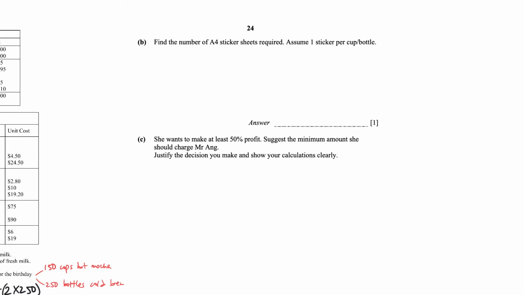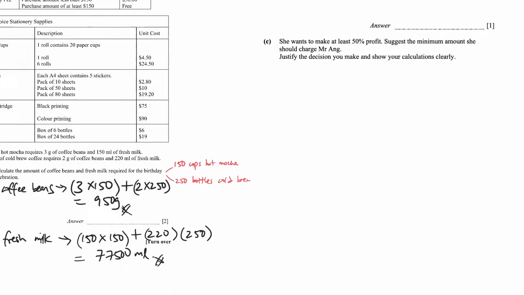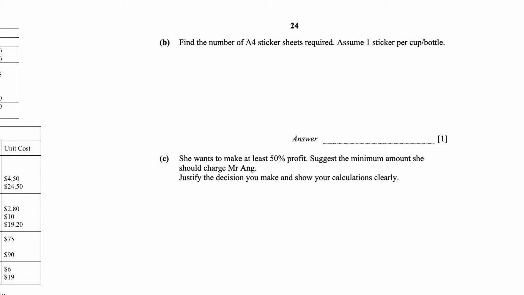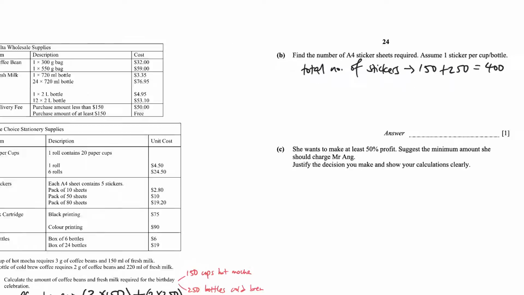Alright, the next part says find the number of A4 sticker sheets required. Assume 1 sticker per cup or bottle. So we just need to know how many cups and bottles we have: 150 cups of hot mocha, 250 bottles. So the total number of stickers would simply be 150 plus 250, which gives me 400. I have 400 stickers. How many A4 sticker sheets do I need?